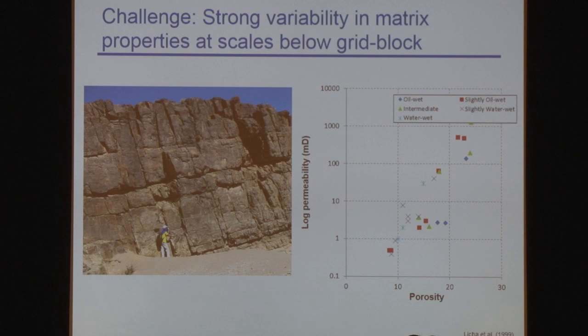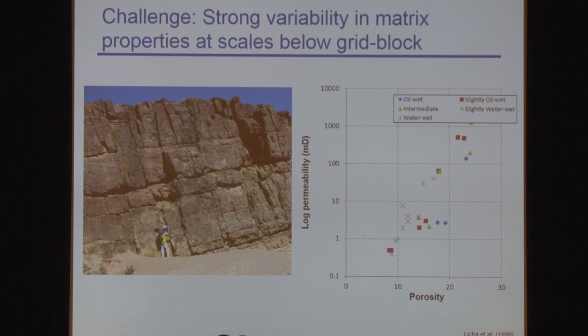Another challenge is that we have strong variability in matrix properties at scales below a single grid block. Again, you've seen this picture before: we have matrix blocks that are quite large, others that are quite small. So the matrix surface area changes at a scale below a single reservoir simulation grid block. Likewise, this is real data from a reservoir, permeability against porosity, and plotted on this is the wettability of the rock over 20 meters of a well in a carbonate reservoir. So it's well below the scale of a simulation grid block.